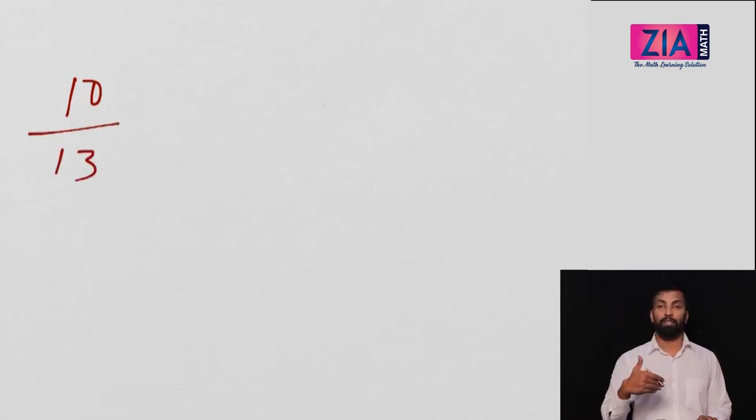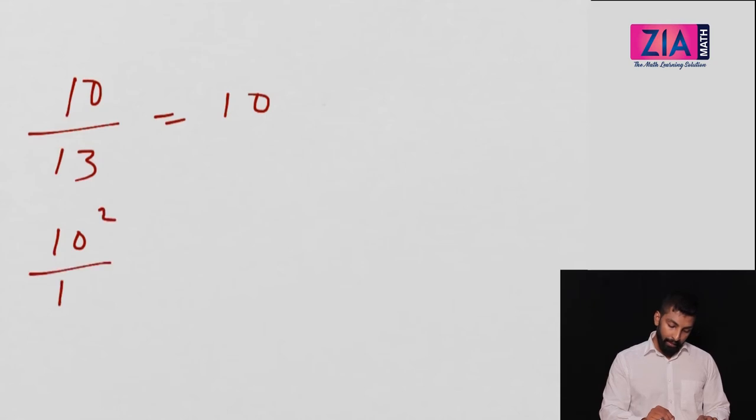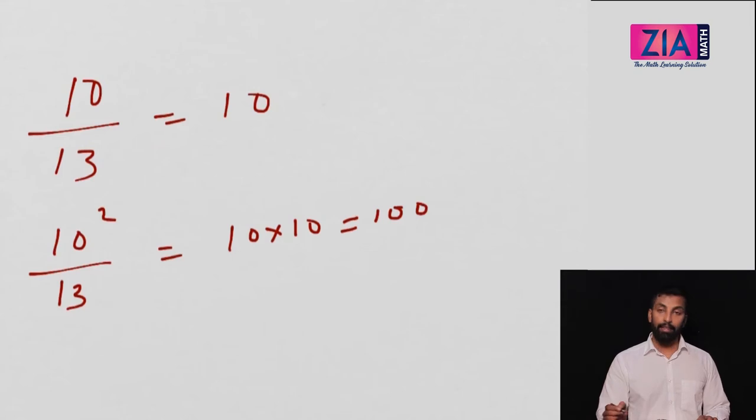Okay, look for a power of 10 which will give you plus 1 or minus 1. So what is the remainder? 10. So this is not enough for me. What if you have 10 square by 13? I know 10 into 10, so that is actually 100, which is greater than the divisor.